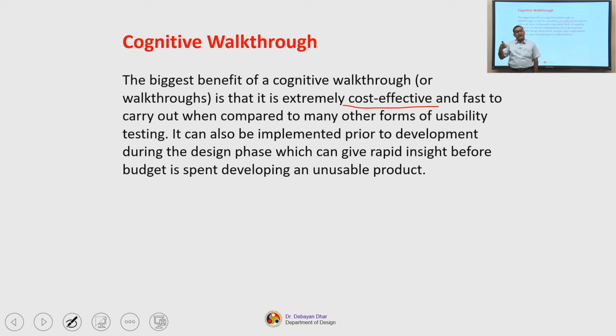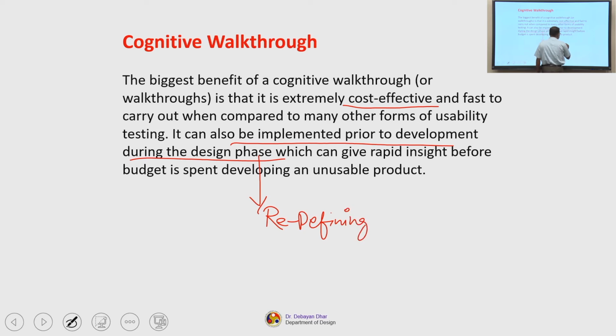The other formats of testing that we are going to discuss in subsequent modules are generally conducted once you have a detailed prototype or some level of interactive prototype ready, and only then do you recruit people and conduct it. In comparison, a cognitive walkthrough can be conducted in a very fast way, and these are very agile kinds of techniques. It can also be implemented prior to development, during the design phase, which is what we have been focusing on, because that helps us in redefining the requirements.